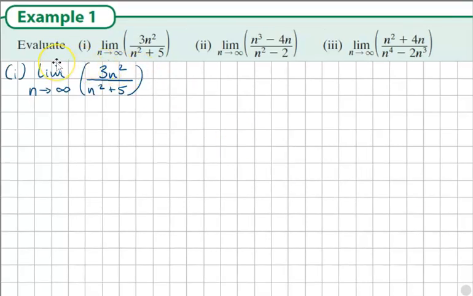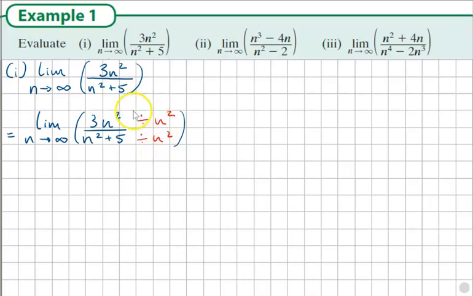So part 1, I want to evaluate the limit as n approaches infinity, so as the n value gets bigger and bigger, of 3n squared over n squared plus 5. So I'm going to divide above and below by n squared. I can do this because it doesn't change the value of the fraction, because what I do to the top, I do to the bottom, and what I do to the bottom, I do to the top.